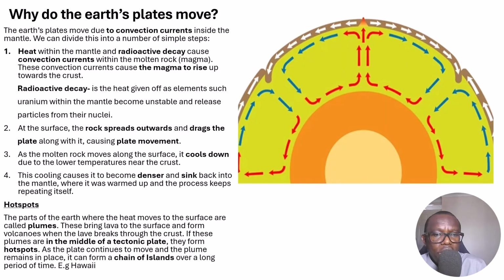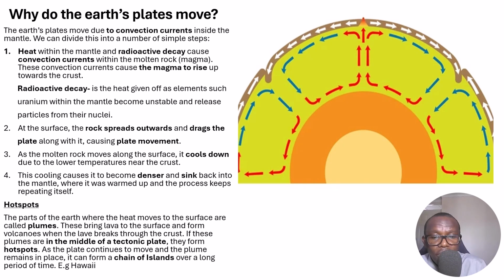So why do the Earth's plates move? The Earth's plates move due to convection currents inside the mantle. Now we have already mentioned that the mantle is the molten layer or semi-liquid rock that is just below the lithosphere, which is the crust. And this area has high temperatures, like we had said earlier. And that heat within the mantle and radioactive decay causes convection currents within that molten rock or the magma. And the convection currents cause the magma to rise up towards the crust.